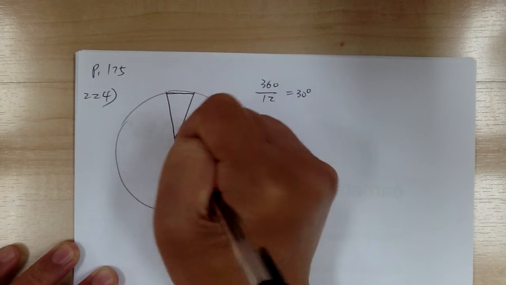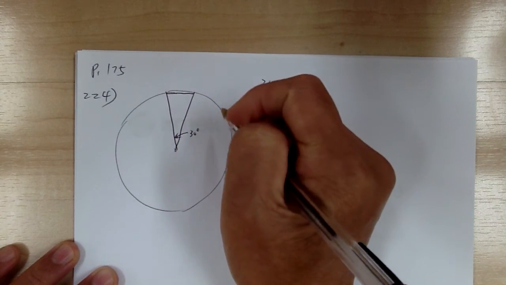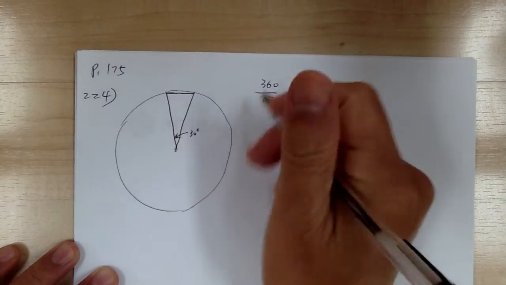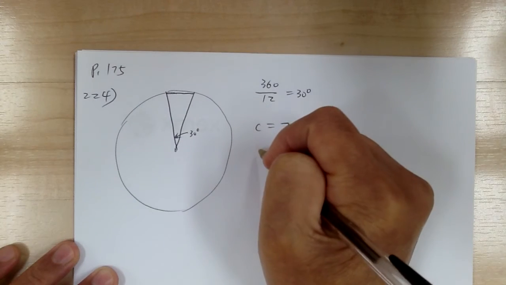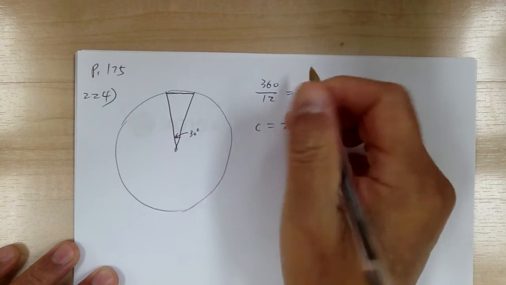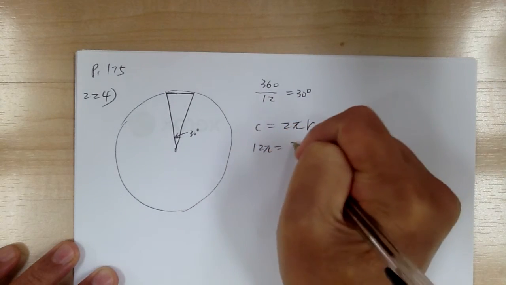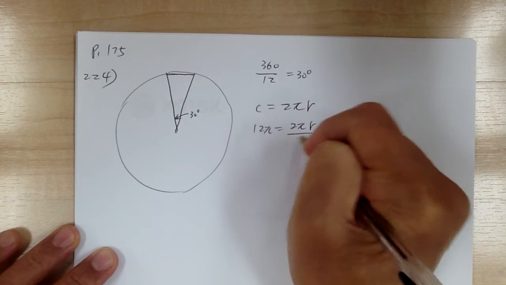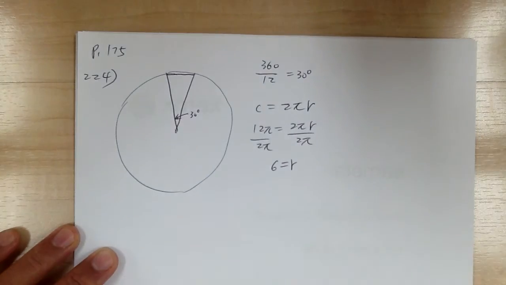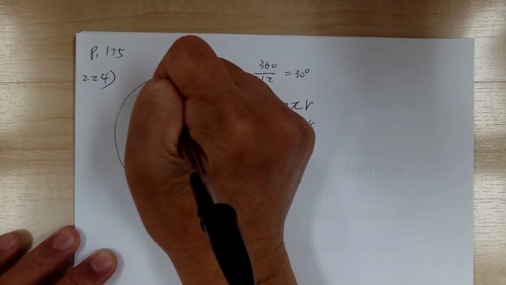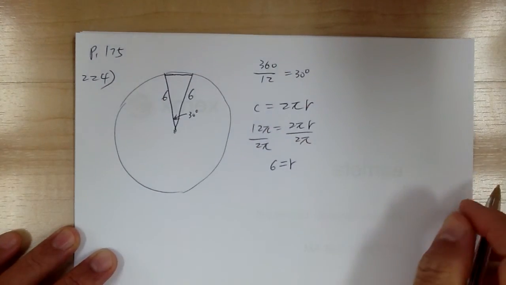So this would be 30 degrees. And the circumference is equal to 2 pi r, and you substitute to figure out the r. The circumference is 12 pi, so 12 pi equals 2 pi r, divided by 2 pi, divided by 2 pi, so r equals 6. So this would be the 6 and the 6.